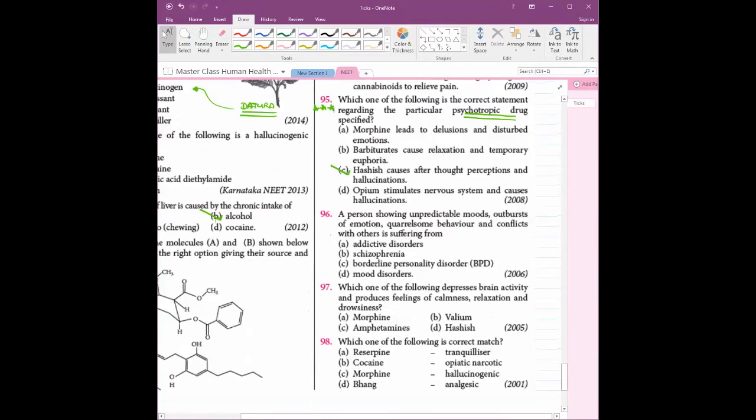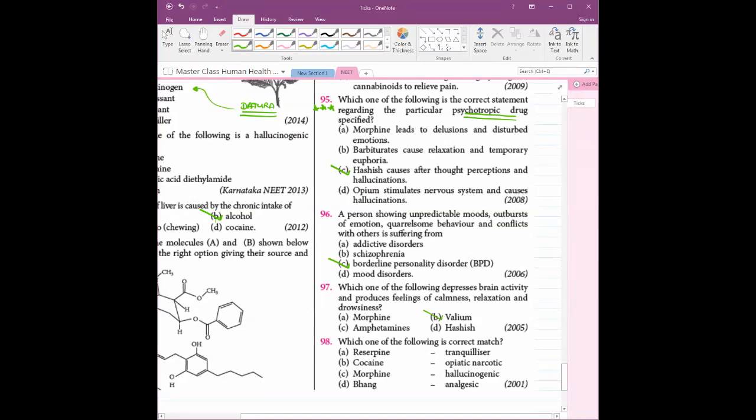Okay, a person showing unpredictable moods, outbursts of emotion, quarrelsome behavior, and conflicts with others is suffering from... It is actually borderline personality disorder, because suddenly you enter into a different personality, guys. Remember, this is still a stigma in our country. We don't talk about mental health as such. But if you go crazy, it can result in borderline personality disorder. Then which one of the following depresses brain activity and produces feelings of calmness, relaxation, and drowsiness? Guys, what is this? It is actually your Valium.